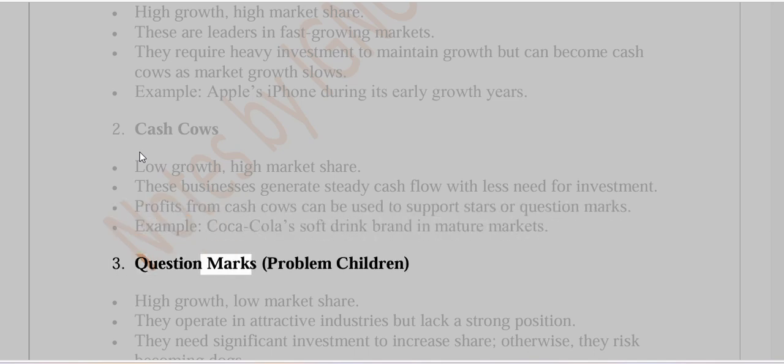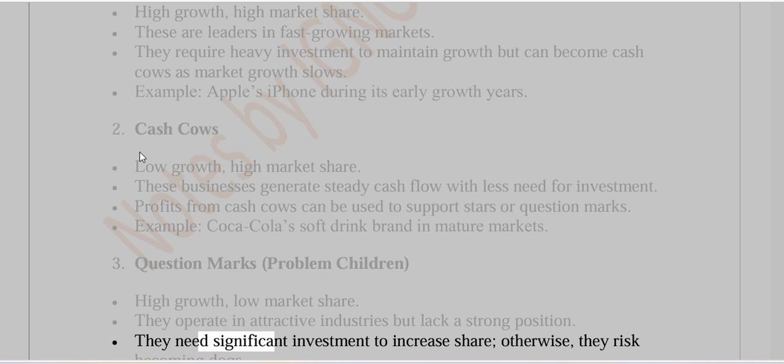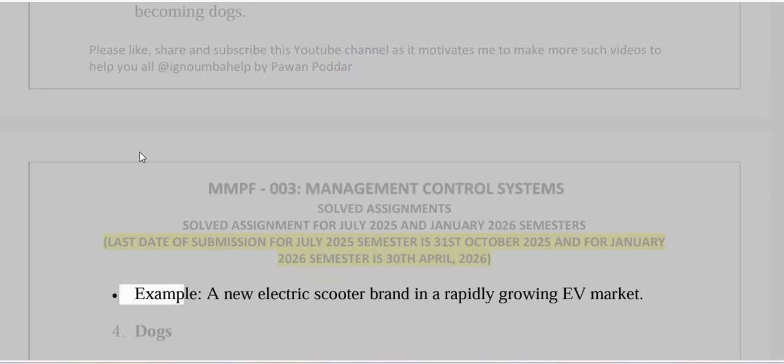3. Question marks, problem children: high growth, low market share. They operate in attractive industries but lack a strong position. They need significant investment to increase share, otherwise, they risk becoming dogs. Example, a new electric scooter brand in a rapidly growing EV market.